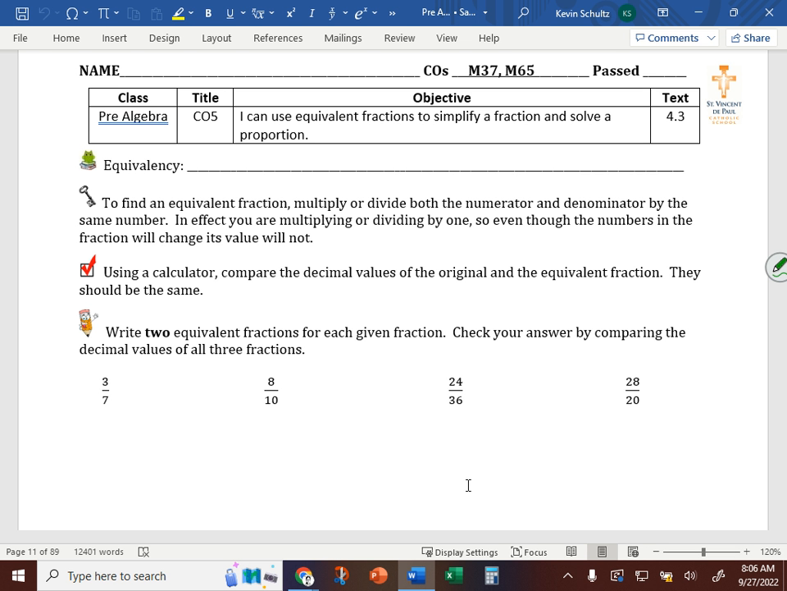Anthony, you had your hand up. What are you going to say? They can both be multiplied by 2. What do you mean? To be equivalent. Okay, so you're talking about the process to make an equivalent fraction. We'll get there in a second. What's the definition of equivalency?